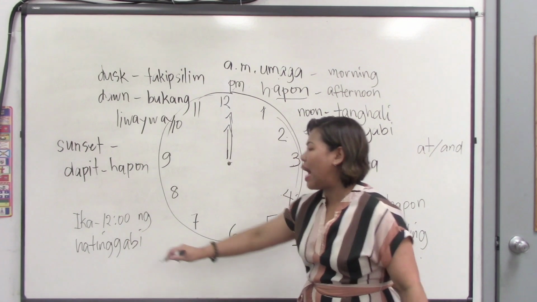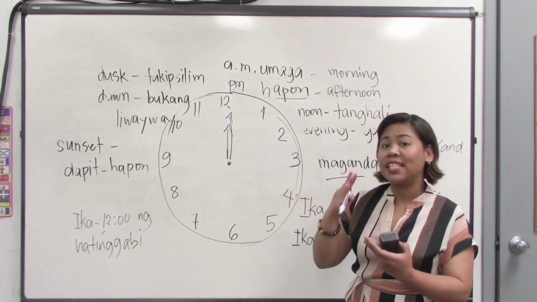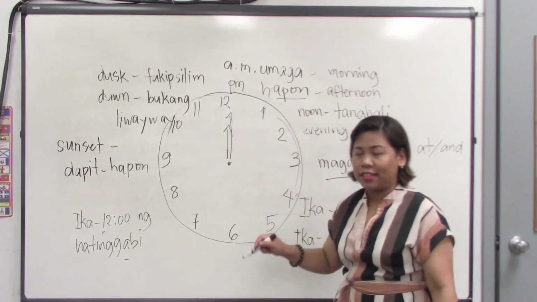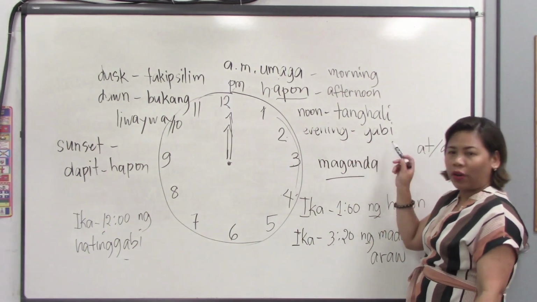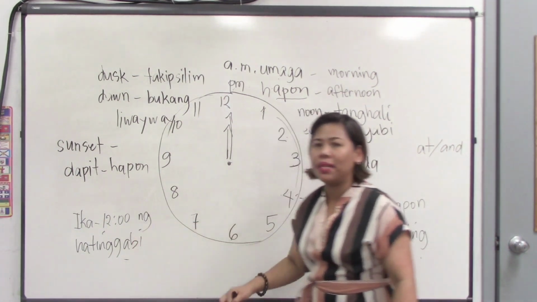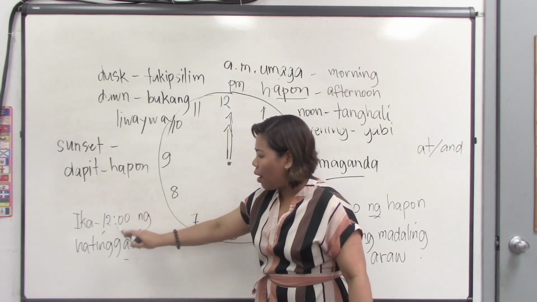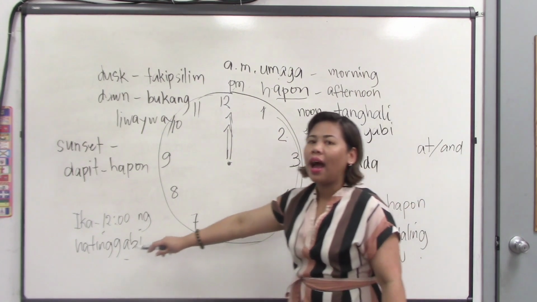It is from the word hati, which means kalahati, which means half. Mid. Gabi means night, right? Gabi, evening or night. So, hating gabi means midnight. So, labing dalawa ng hating gabi.